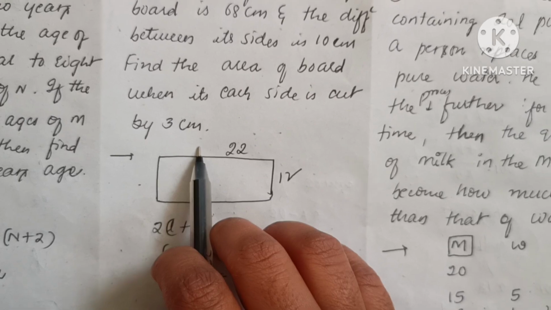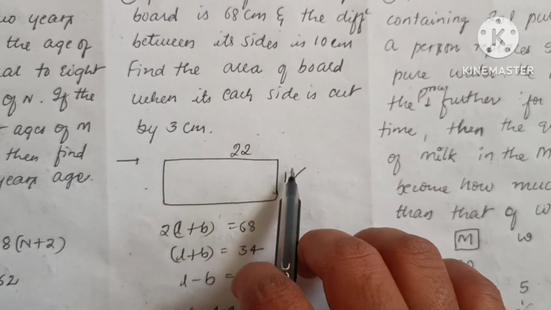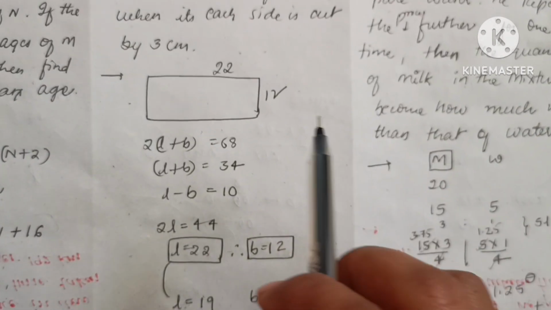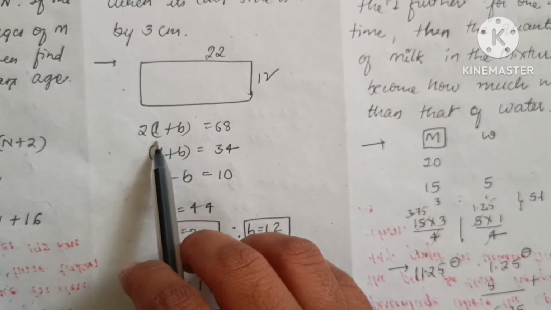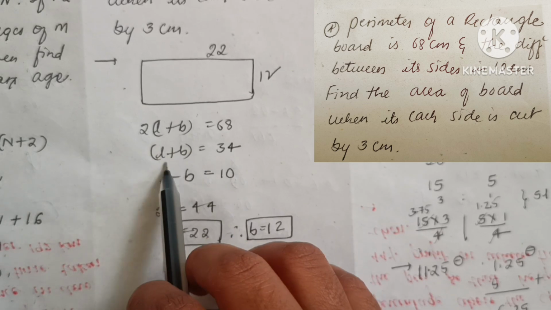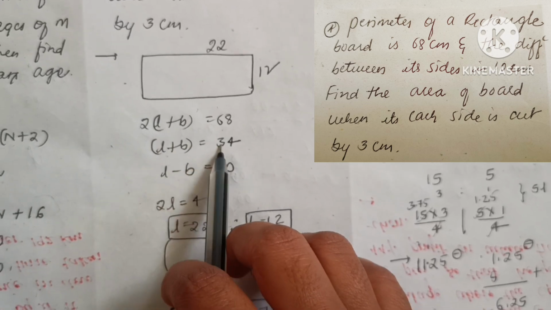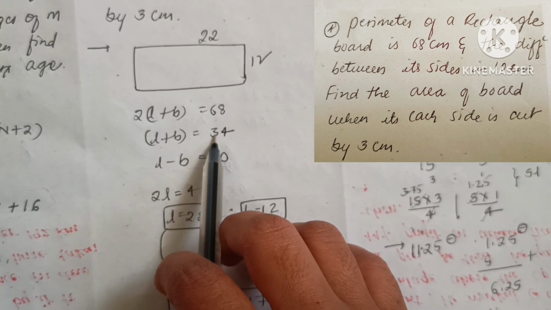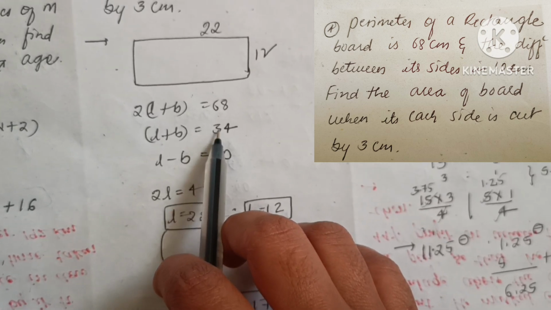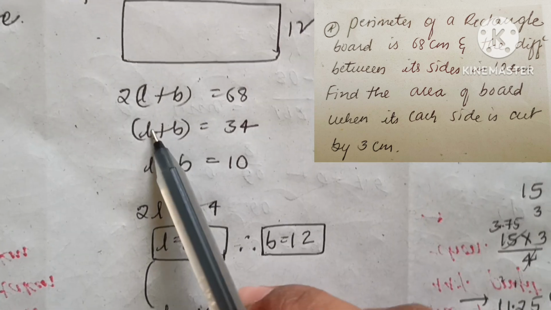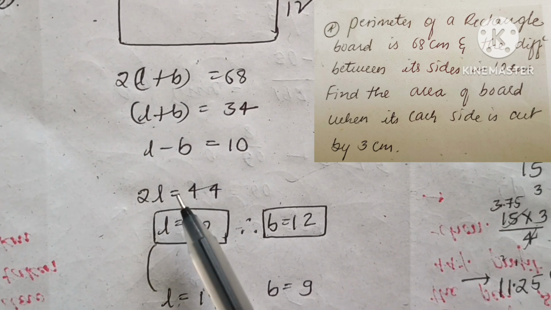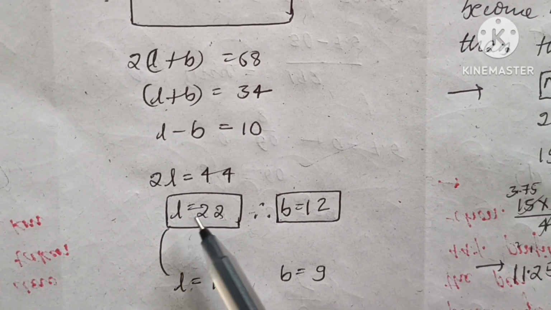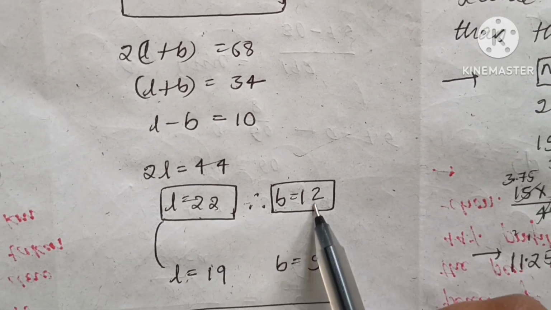So this is the rectangle. Initially we don't know what is the length and what is the breadth of the rectangle. In the question we can see the perimeter of the rectangle, that is 2 into l plus b, will be equal to 68 and l plus b will be equal to 34. And also they have mentioned that the difference between the sides of the rectangle is 10. So by adding these two equations we can get 2l will be equal to 44. Therefore l will be equal to 22 and b will be equal to 12.